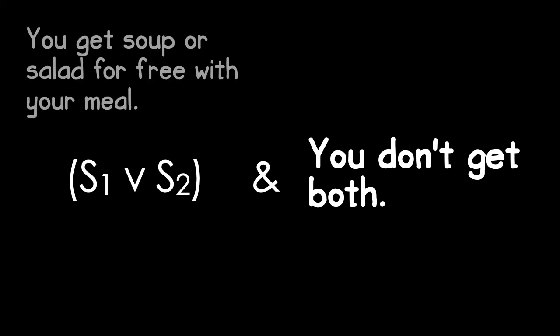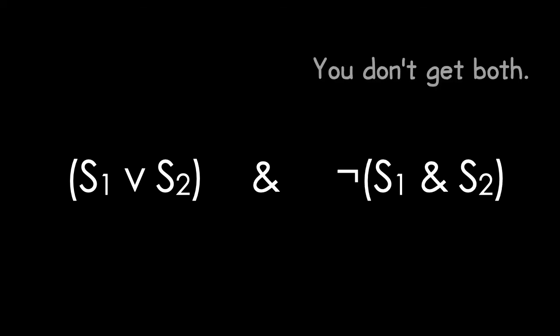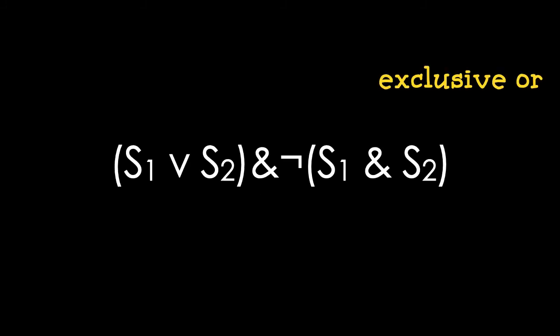So that left-hand sentence, you get soup or salad for free with your meal, can be translated using our disjunction symbol. So we write S1 or S2. The right-hand sentence can be translated using negation and conjunction. It's not the case that both S1 and S2. Putting that together, we get this whole sentence. Parenthesis, S1 or S2, close parenthesis. And, not, parenthesis, S1 and S2, close parenthesis.